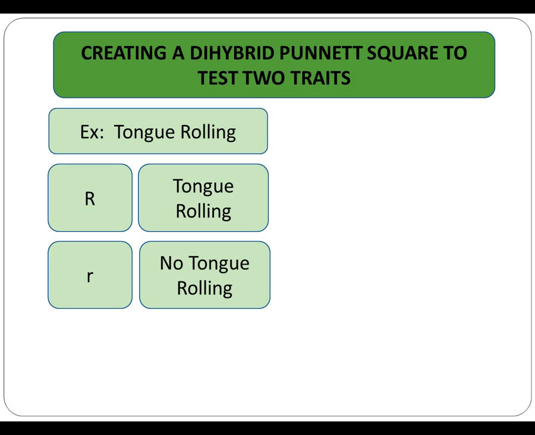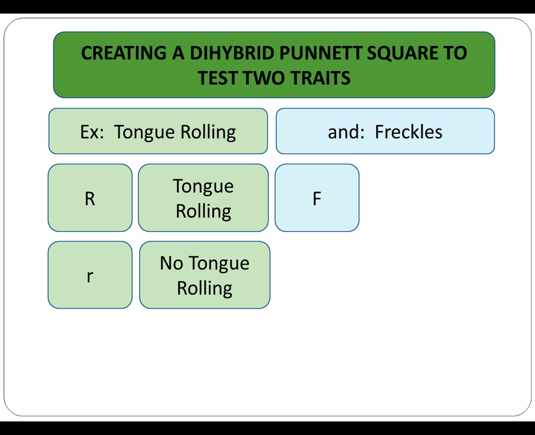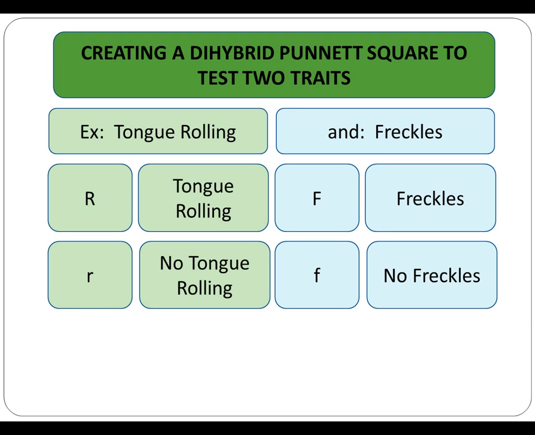The second trait that we're going to look at is the presence of freckles. Dominant would be the expression of freckles, and recessive would be no freckles.